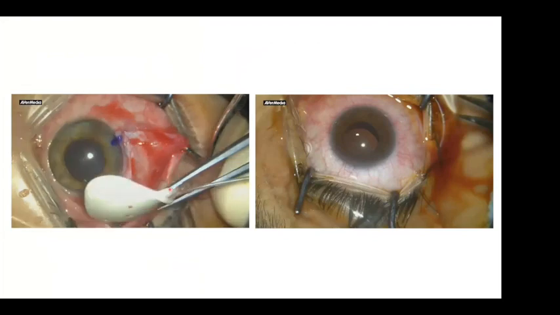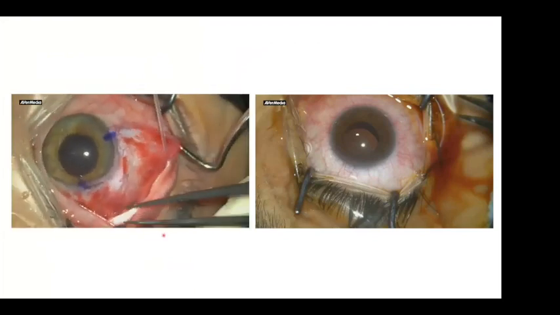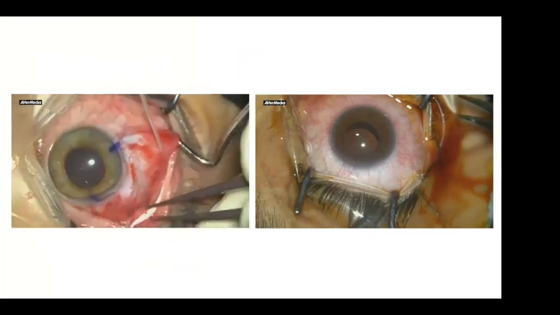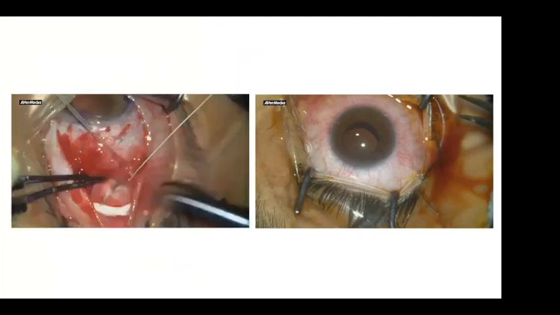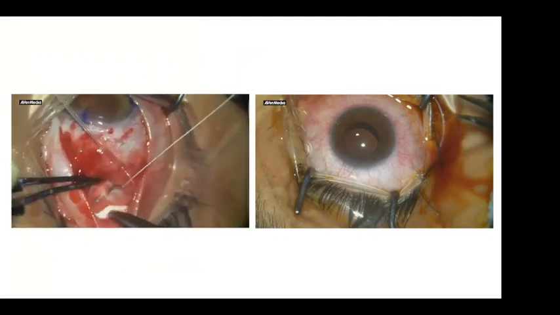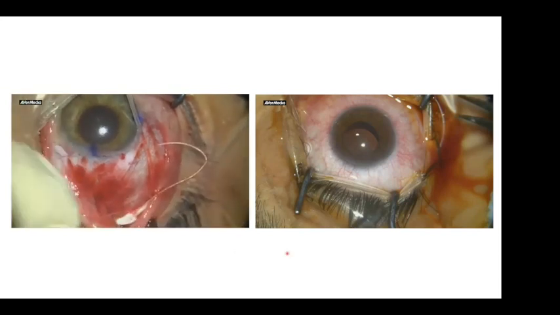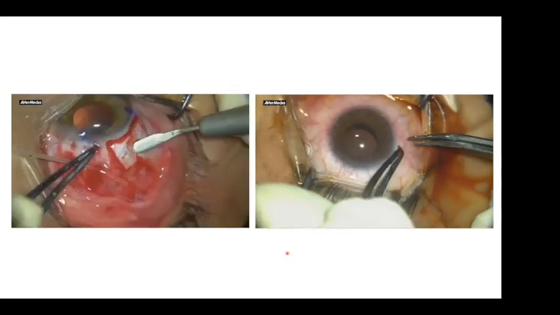Now to the left here is the Baerveldt implant, or there is an Indian version, which is the Aurolab, which is like the Baerveldt implant. It's a large implant which has to go underneath the muscles, so it's a bit more difficult for its insertion. And to the right side, we see the Ahmed glaucoma valve that we will see later.